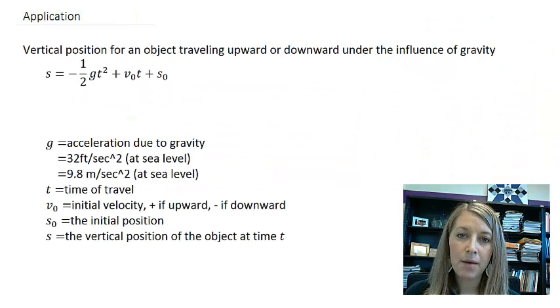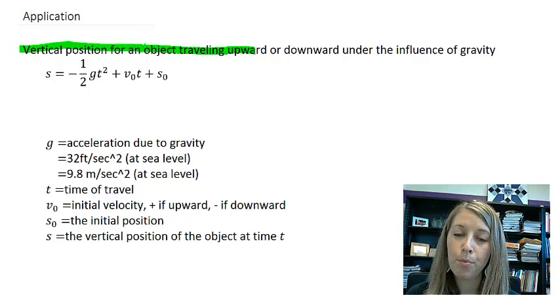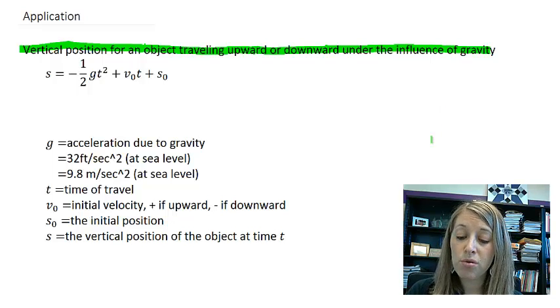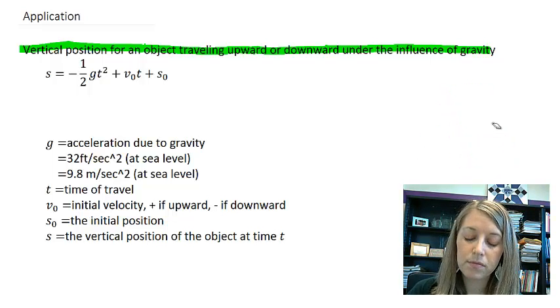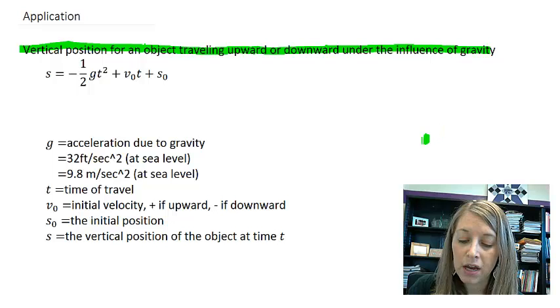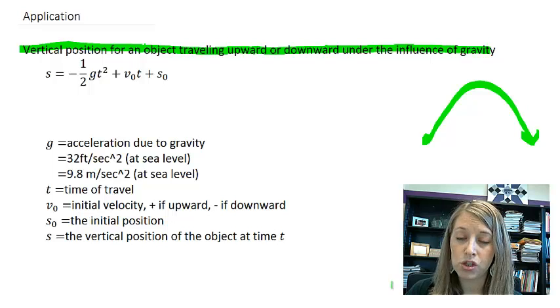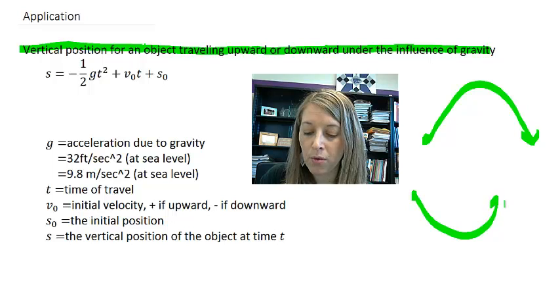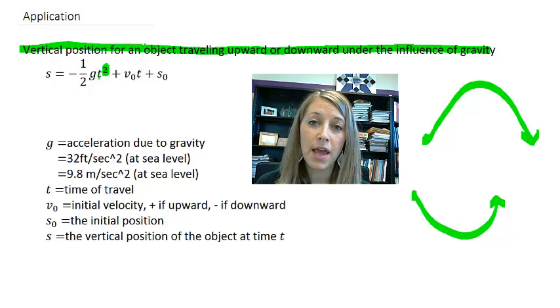And that setup is just saying if we're talking about the vertical position of an object traveling upward or downward that is influenced by gravity. So basically that's going to make the parabola motion. If you throw a ball up into the air, it's going to come up and then come back down. So the parabola shape. Or if it's going to have the opposite shape, then of course it would be the parabola going the other way. Okay, so we know parabola, so of course this is going to be a squared.